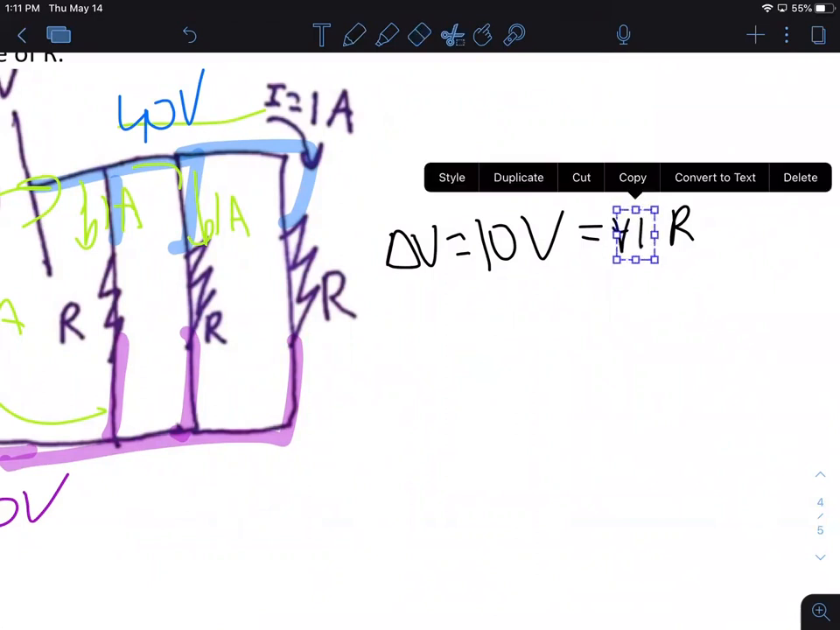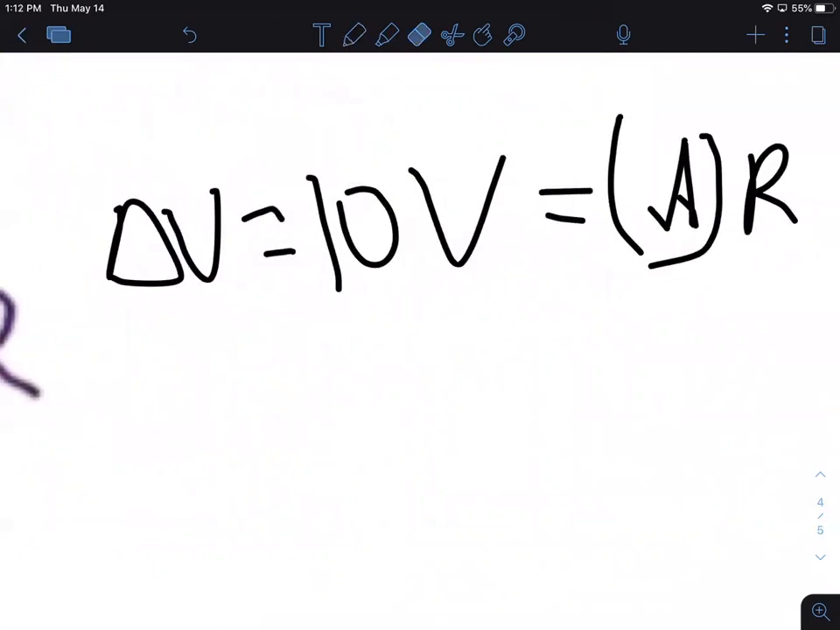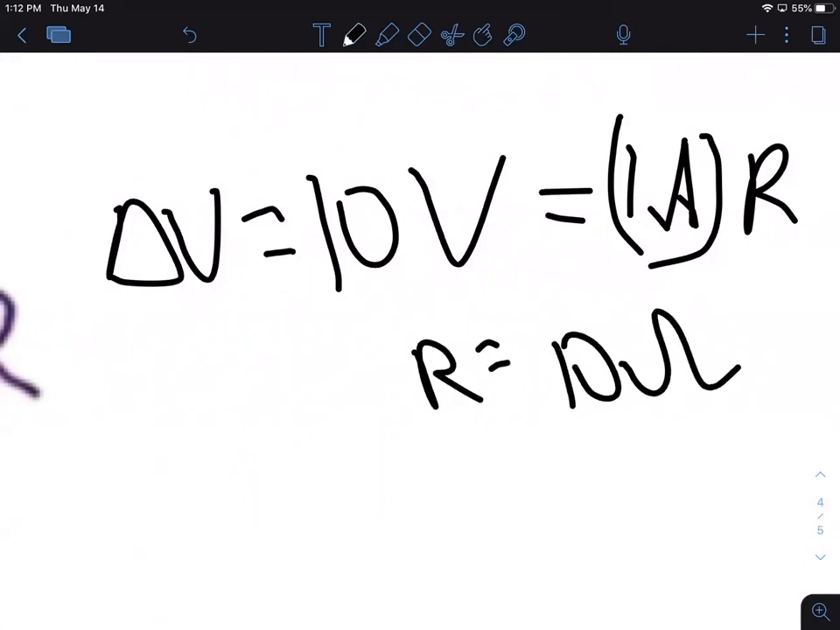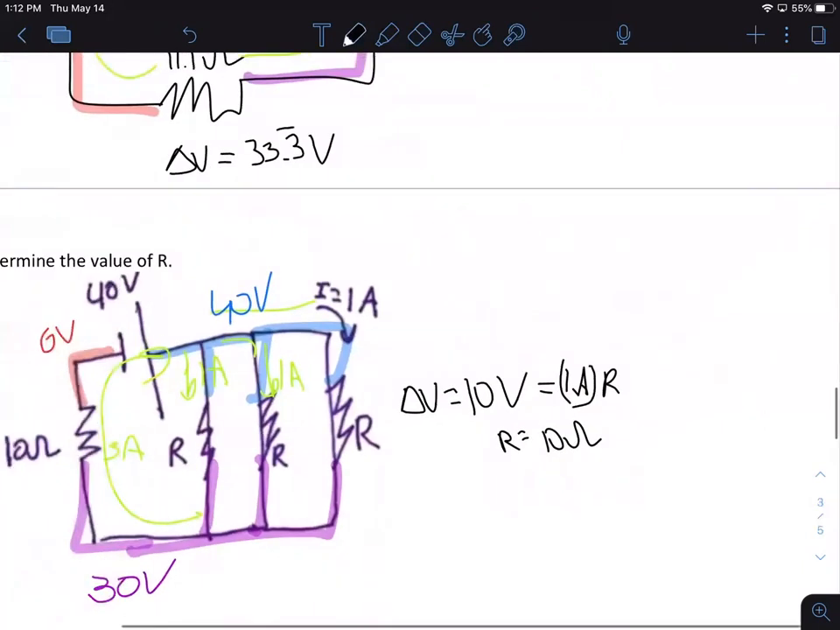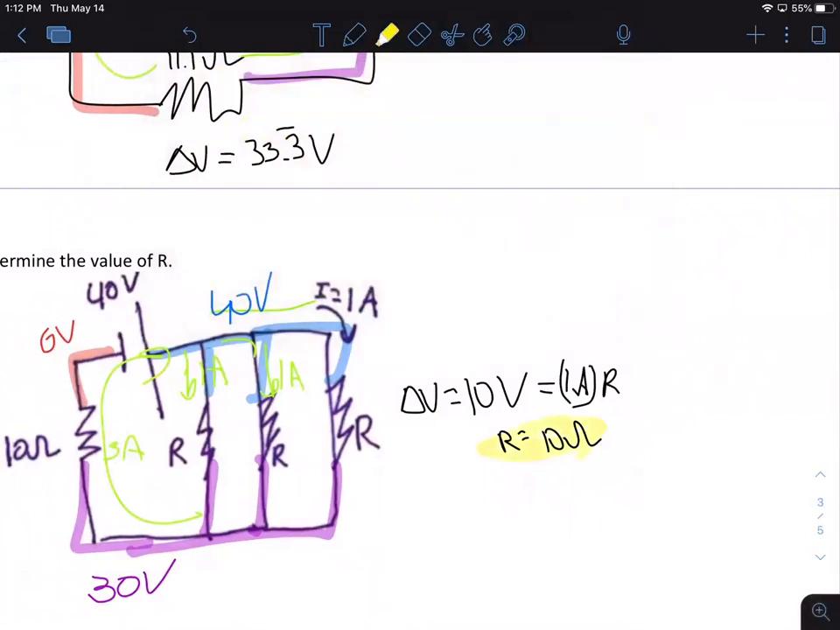Oops. Oh, just rewrite. 1 amp. Doesn't look like a 1. So R has to be 10 ohms. 10 divided by 1. And there you have it.